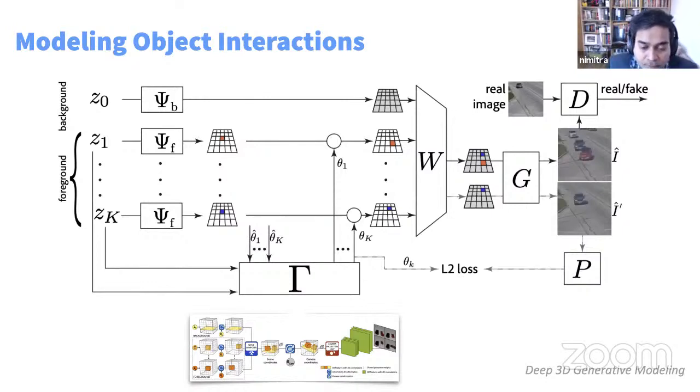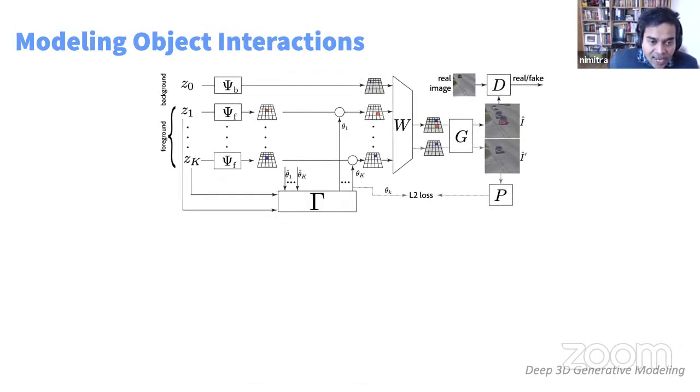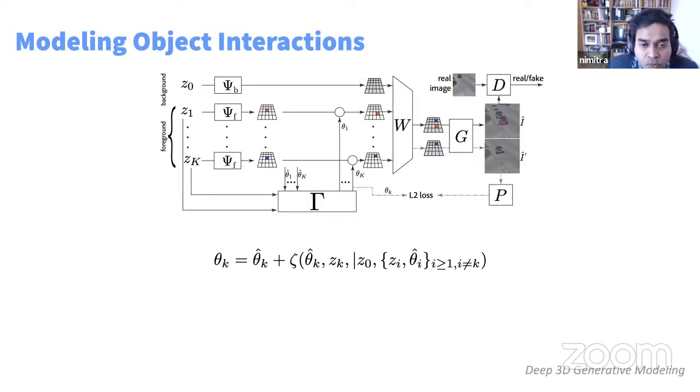So the bottom one is the BlockGAN architecture. And the top one is the RELATE architecture, where the main change is this interaction module, or the learned interaction module, which is realized as an MLP. And all this MLP does is take these theta i hats, which are the individual objects as if they are independent, and learns an interaction that maps the theta i hat parameters, the object coordinate parameters, to theta i without the hat.